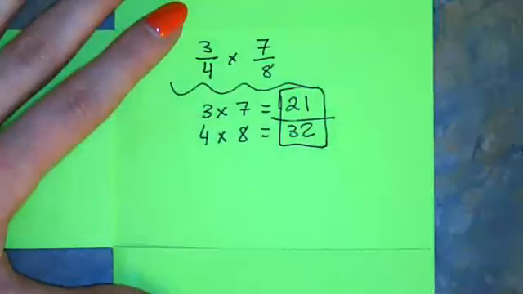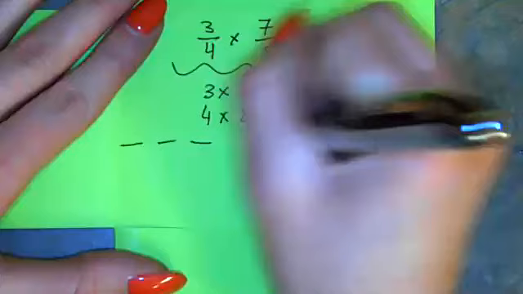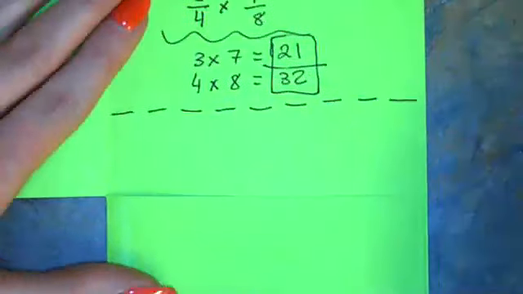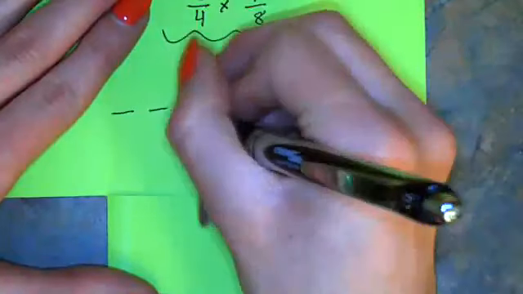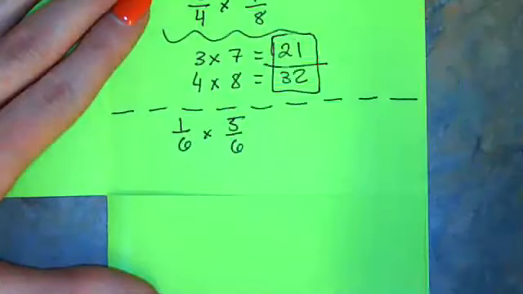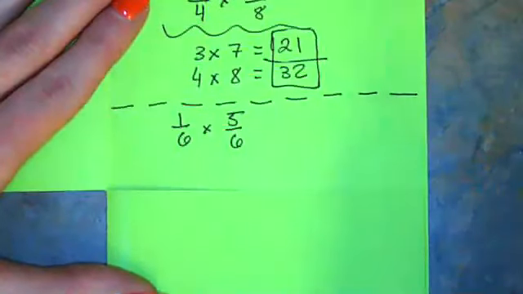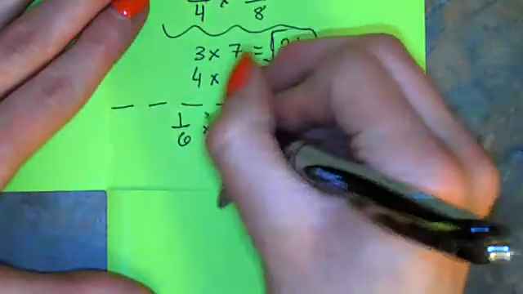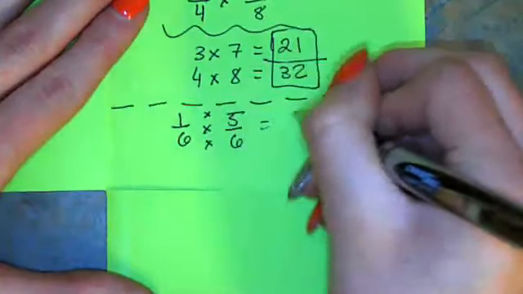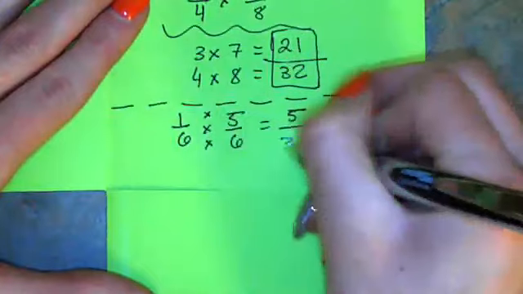Now our other problem I want to give you guys, so I'm going to go ahead and do dashed lines all the way through. The next problem I wanted to show you was 1 over 6 times 5 over 6. Even though you have the exact same denominators, you're still going to multiply them the same. So you're going to do 1 times 5 and 6 times 6. So 1 times 5 equals 5, 6 times 6 equals 36.